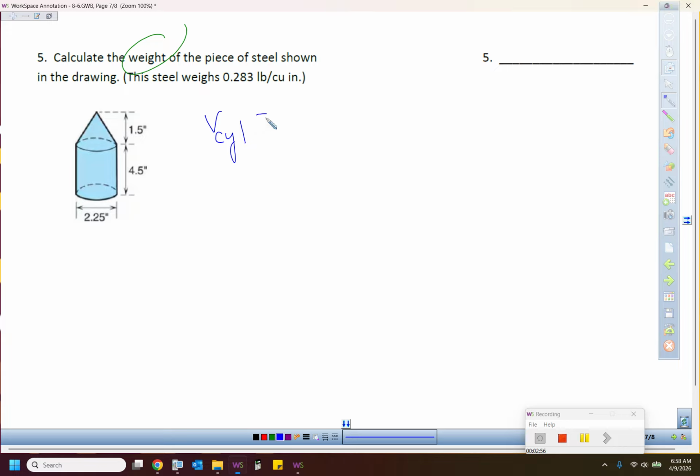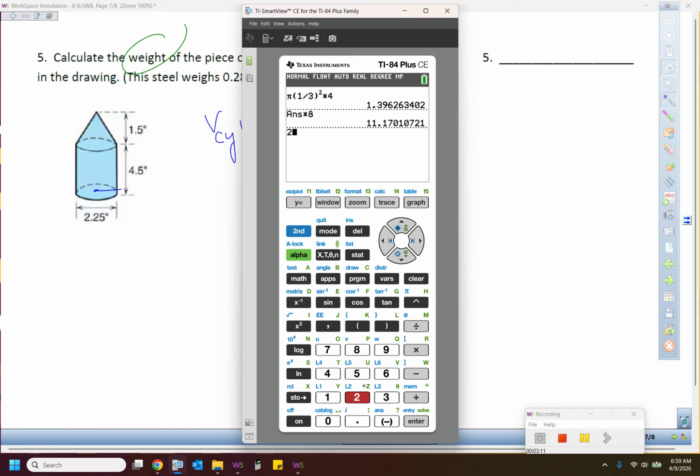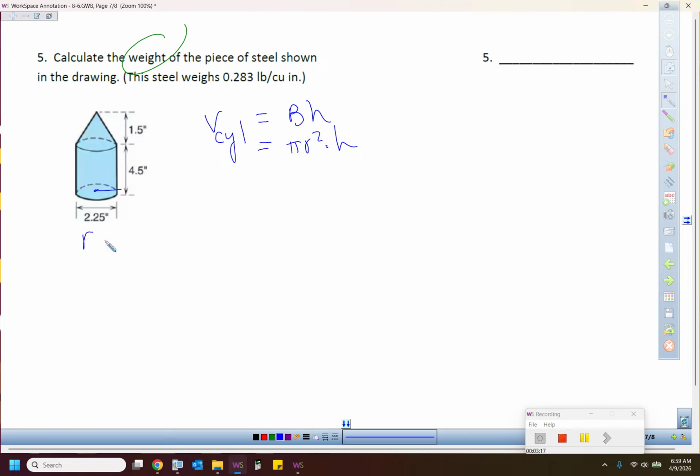So how about the volume of the cylinder? That's going to be the base area times height, which we might as well change to pi r squared times the height. And I need the radius again. Here is the radius of this one: that 2.25 divided by 2, so the radius is 1.125 inches. We will sub that in. So 1.125 goes in for the radius. The height of the cylinder is just the 4.5 inches. So pretty cut and dry on this one. Just got to punch it in.